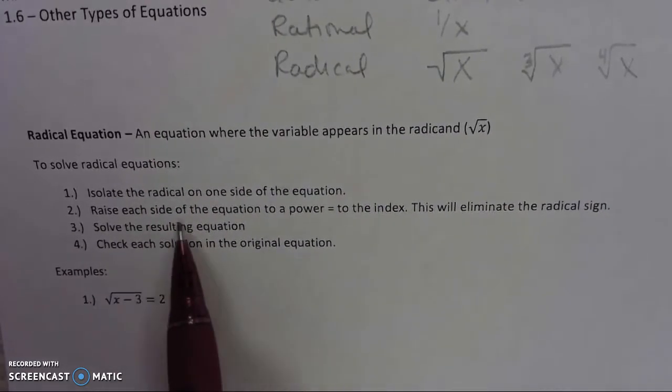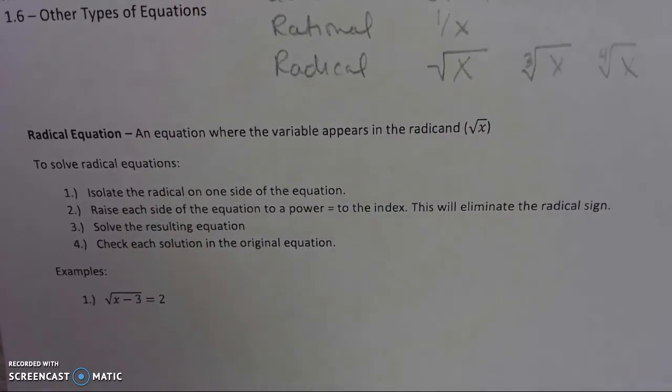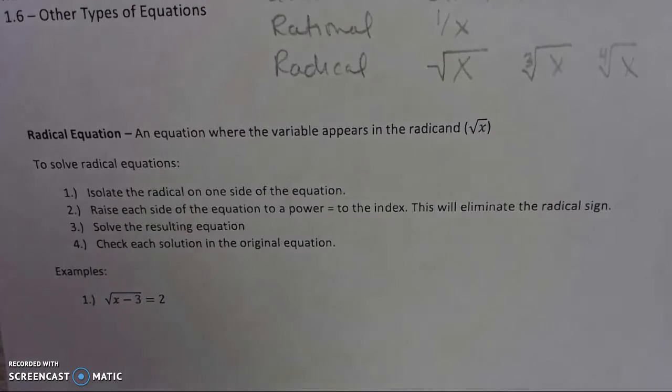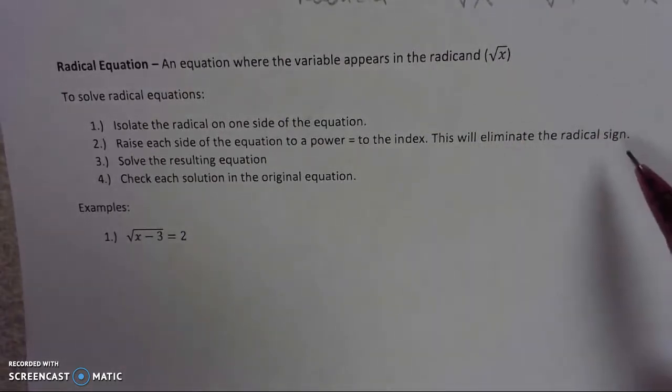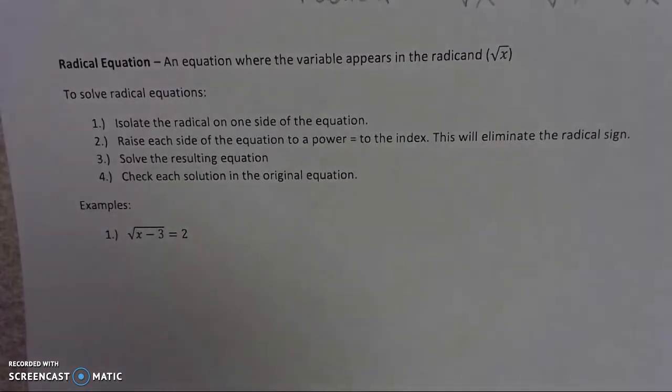So you're going to raise each side to a power that equals whatever the index will be, 2, 3, 4, 5, 6, and so on. And this will eliminate the radical sign. So radical signs will undo exponents. Exponents will undo radicals. Then once we eliminate the radical sign, if there are additional radical signs, we keep repeating steps 1 and 2 until all of the radical signs have been eliminated. Then, whatever the resulting equation is, we solve it, and we always want to check our answer in the original equation to verify that it is a solution.